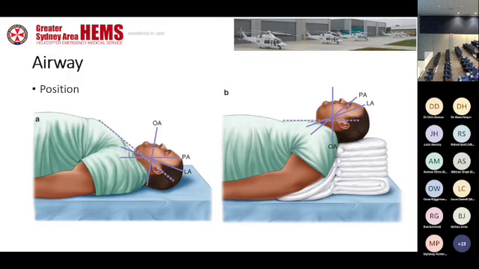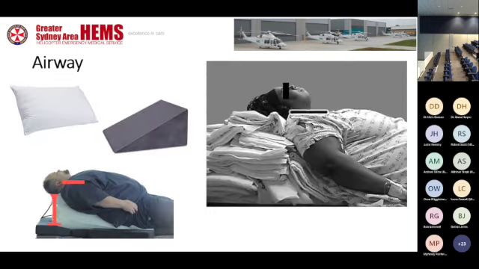In the picture on the right, you can see just by ramping him what that does to the axes: you get nearly all those axes between the 12 and 2 o'clock position. So it's going to be much easier to pass a tube. There are lots of ways you can achieve this. So you can see on this diagram, you've got pillows.